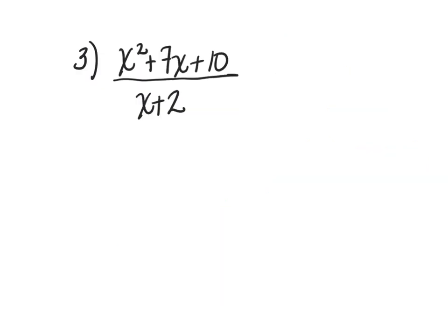So our simplified fraction is 1 over x plus 5. And number 3, we have x squared plus 7x plus 10 over x plus 2. So remember, we can't go and do any canceling until we've factored.